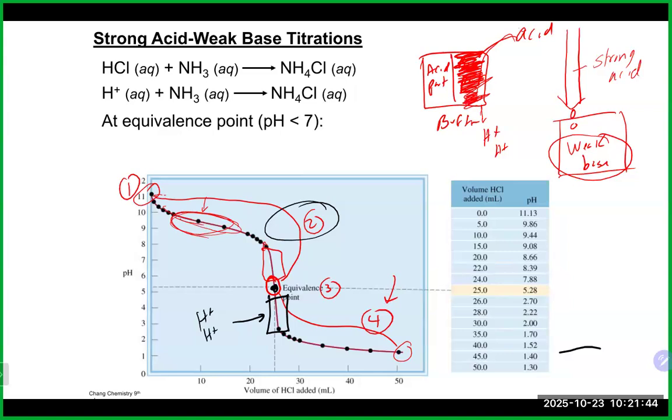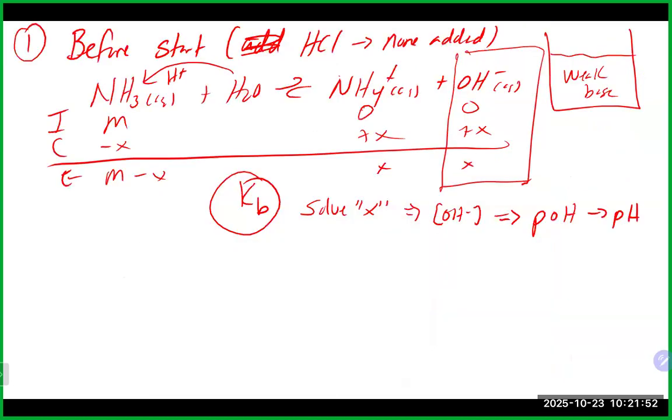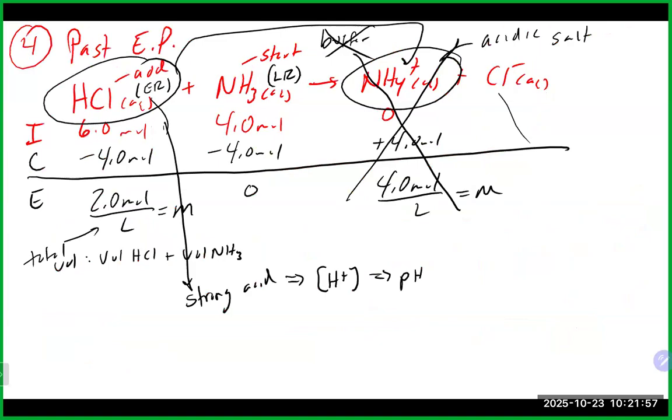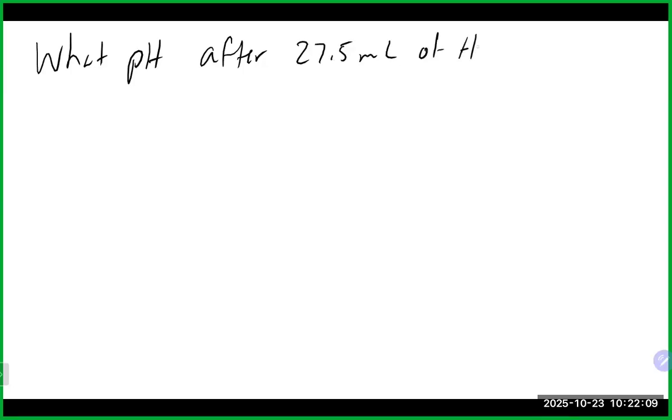Any questions on any part of that? So why don't we try one here? Let's just say we did this titration and we'll go with: what is the pH after 27.5 milliliters of HCl?